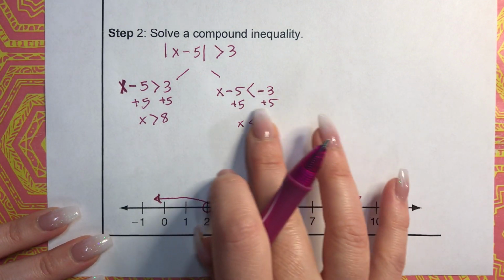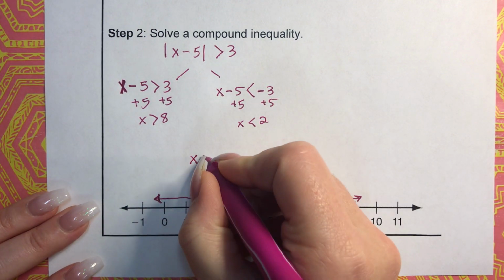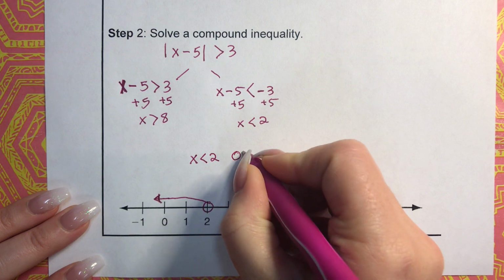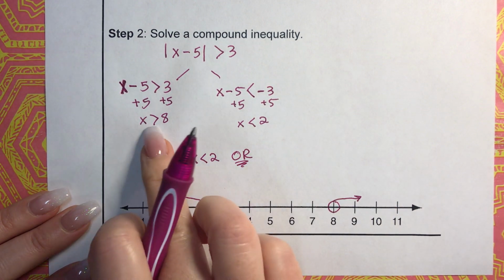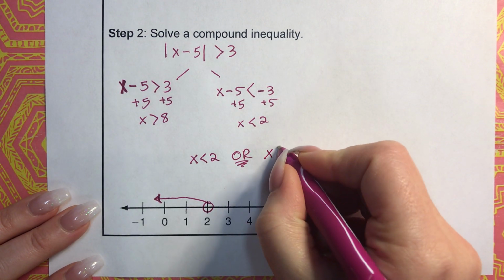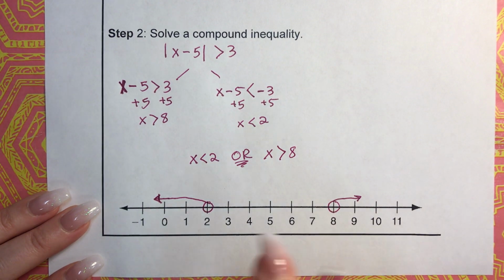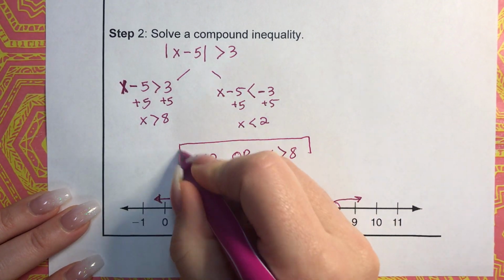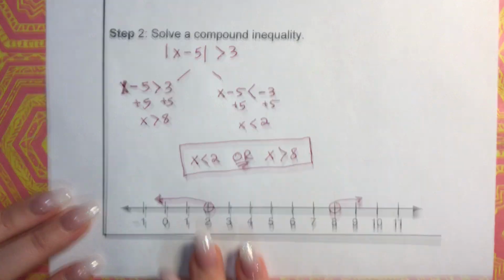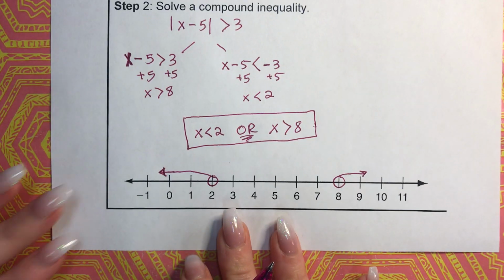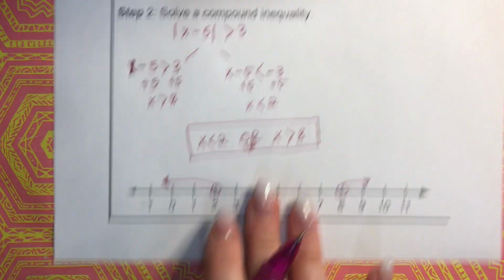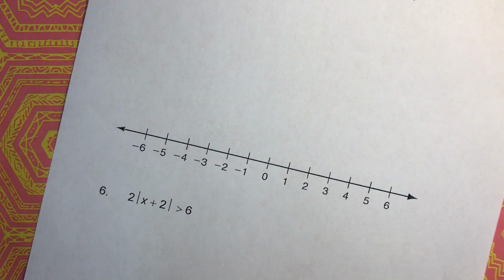So remember, you always write the smaller one first on the left. X is less than 2, and then you have to write the word or. Okay, x is greater than 8. Then you write the bigger one there, and there's your answer, and here is the graph. All right, perfect. Okay, let's go ahead and work out a couple more examples.